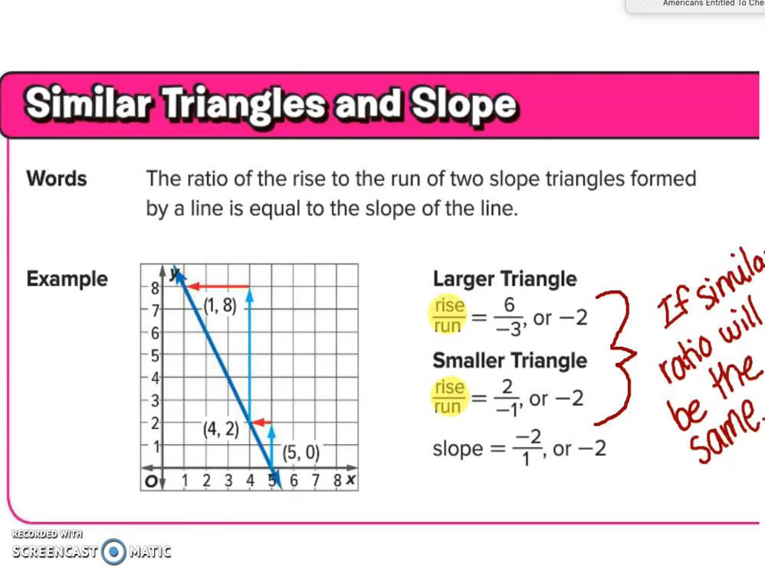Alright, similar triangles and slope. The ratio of the rise to the run of two slope triangles formed by a line is equal to the slope of the line. So this slope here is going to be a -2. Smaller triangle, -2. If they're similar, the ratio will be the same.